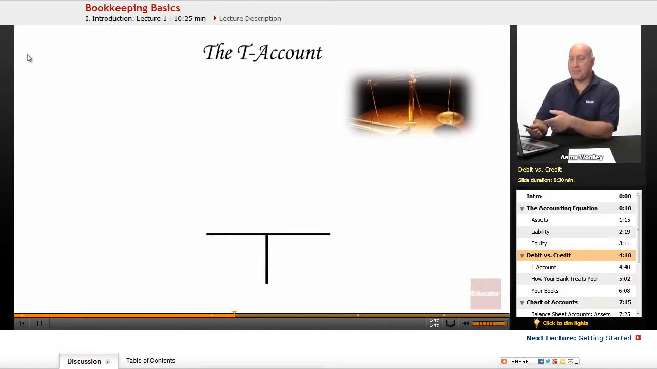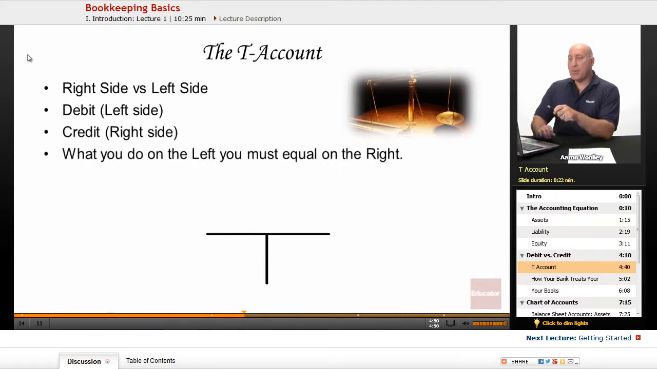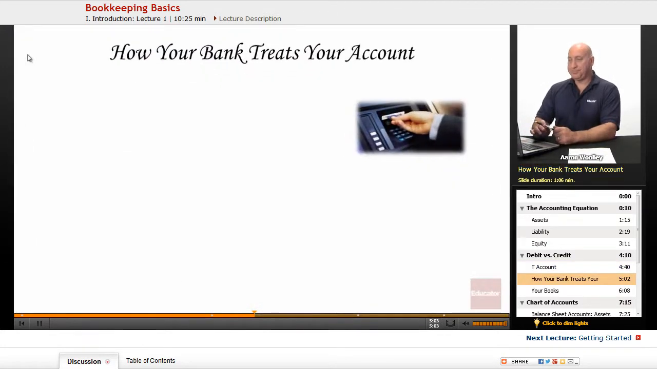It's called a T account. On one side is debit, which is the left side, and on the right side is the credit column. So the right side versus left side. Left side is debit, right side is credit. And what you do on the left must equal what you do on the right. Everything needs to be in balance, like a scale, if you notice. Debit and credit. How your bank treats your account.